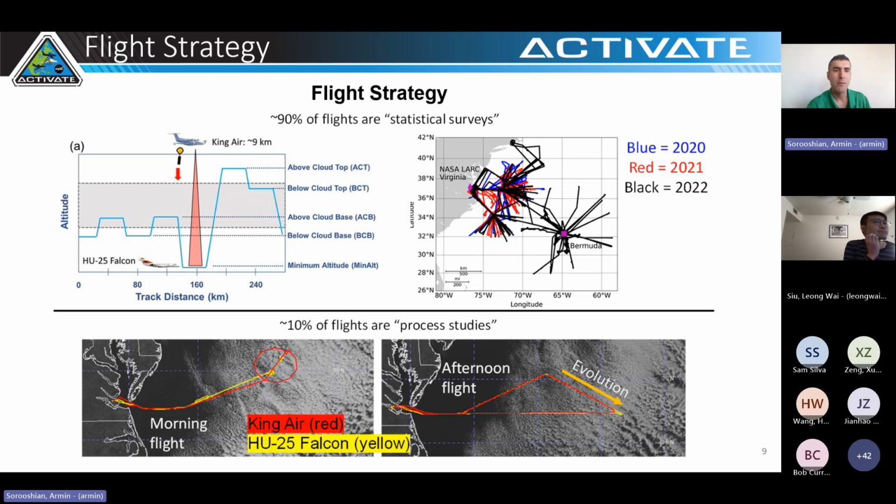Throughout today, you might be hearing references to what we call statistical surveys or cloud ensembles. That's because our flight strategy was very disciplined, where 90% of our flights we called statistical surveys, where we flew what we call cloud ensembles, where the King Air would fly level at about 9 kilometers and the HU-25 would do a little bit of stair stepping, going below and above cloud base to characterize droplet activation processes. We have what's called the minimum altitude leg at about 150 meters above ocean surface, and then we'd go up above cloud top and then below cloud top. And we keep repeating these 3-minute legs over and over and over to build statistics.